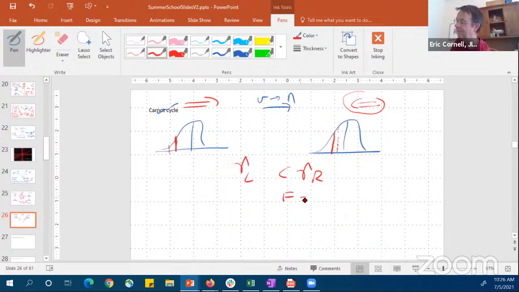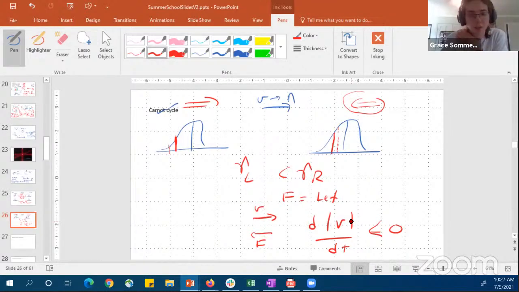The force will be in the left direction. So the velocity will be this way. The force will be this way. And dV/dt will be less than 0. The speed will be decreasing. So that's the speed, the magnitude of the velocity, I want to decrease. Is that clear? Does that get at your question? Yeah, that answers my question. Thank you.